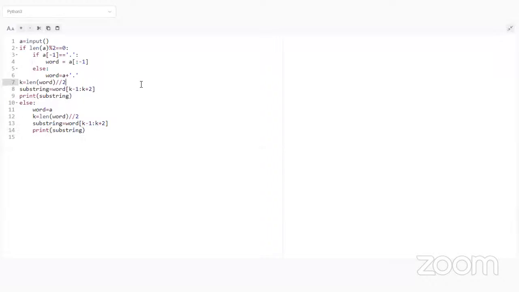See, the thing is that k equals line number 7 to 9, right? You completely come out of the if block. You should not be coming out of the if block.